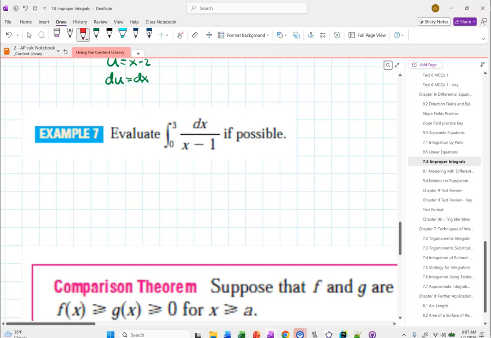If I look at this one, first thing we look for is vertical asymptote. Do I have one? Yes. Where is it at? 1. Does that matter to us? Yes, because 1 is between 0 and 3. Everybody's okay? So I'm just going to split this into the integral from 0 to 1 plus 1 to 3. And then the 1 is going to turn into a t, and I'm going to have two separate limits to deal with. Does everybody feel okay with that setup?